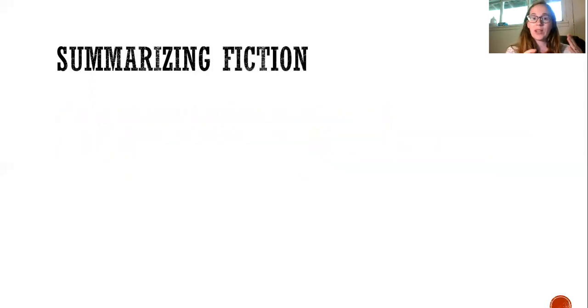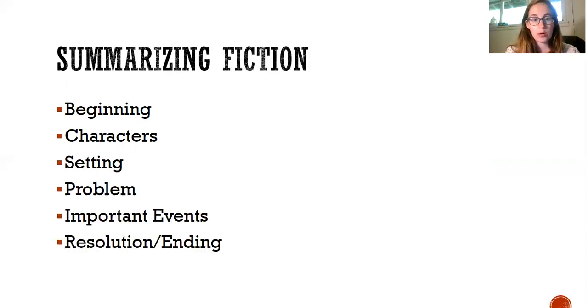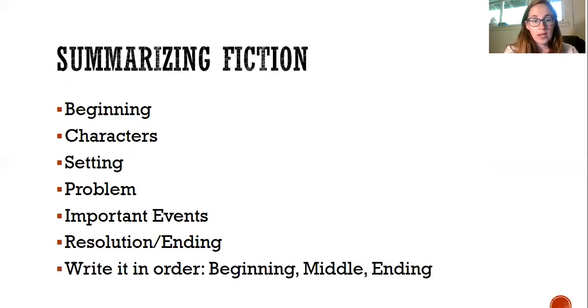So we're going to talk about summarizing fiction, which is stories, versus nonfiction, which are facts, articles, things like that. So we'll start with fiction. So when we're summarizing fiction, we want to get a lot of these key elements. We want to tell the beginning. We want to tell who the characters are. We want to tell the setting, where it happens, the problem. Most stories have a central problem. We want to tell the important events, and of course the ending. And we want to write it in order, from beginning, middle, ending. If you don't plan, sometimes you might forget something and say, oh yeah, and this happened back then, but you don't want to do that. You want it to be all in order.